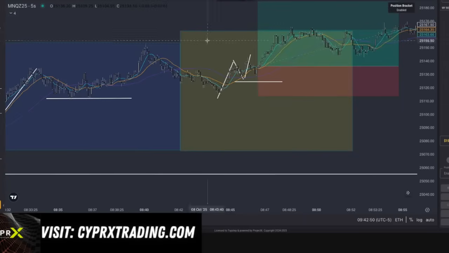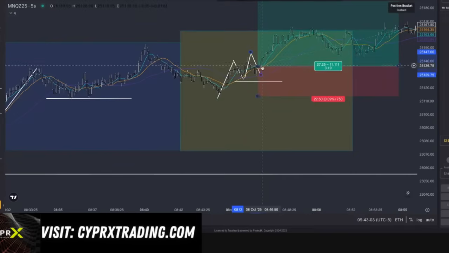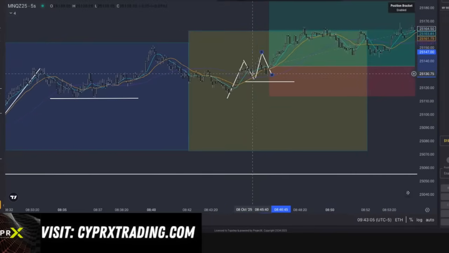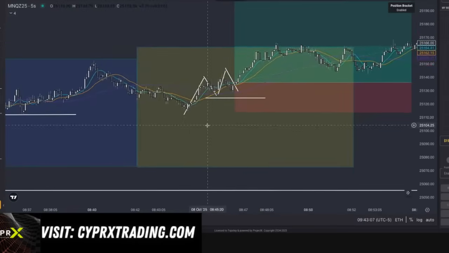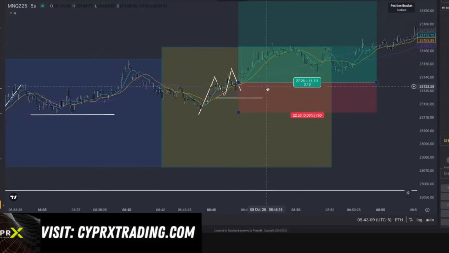And sure enough, we created a pullback. We saw exactly what we wanted to see on the order flow charts, which is sell volume trapped, followed by bullish candlesticks with momentum to break resistance. And we got that exactly to the T. So this was my entry overall. Very simplistic.